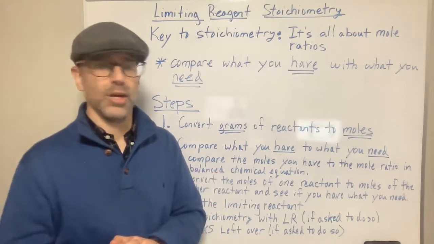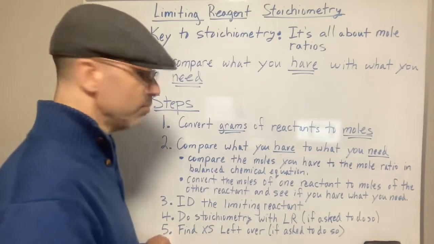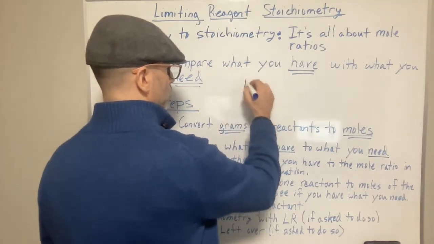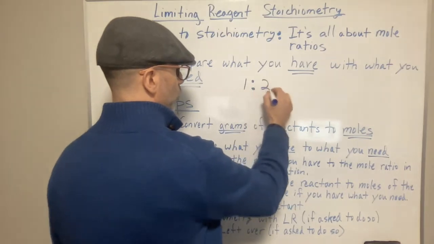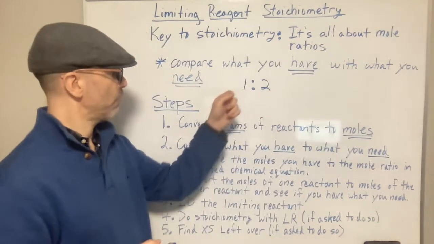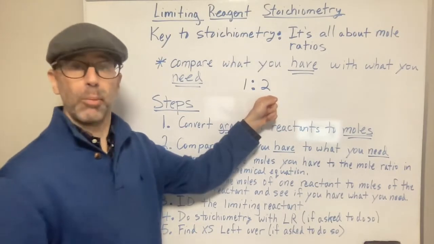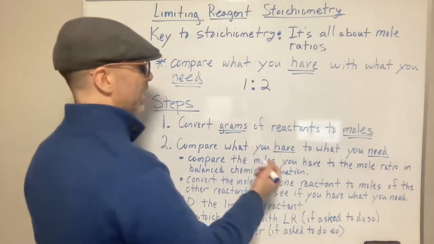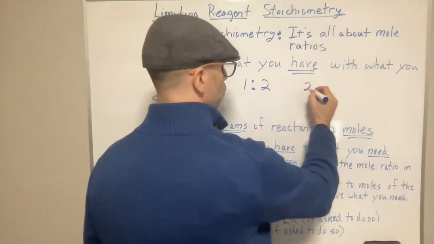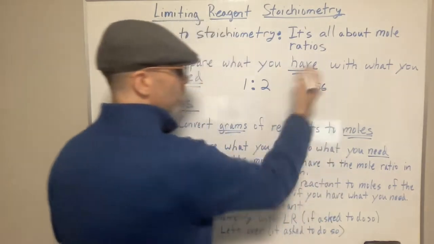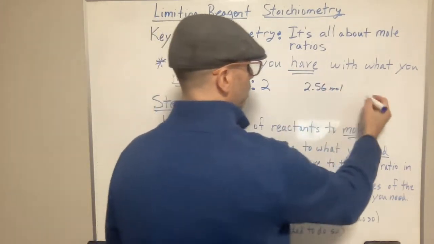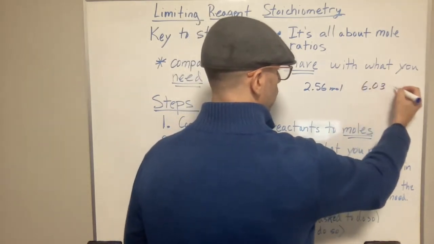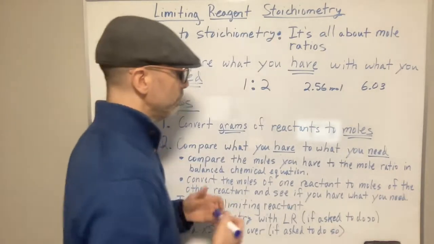So let's say my mole ratio is 1 to 2 in my equation. So for every one reactant, I need double the amount of the other reactant. And let's say I do my calculation and I see, oh, I have 2.56 moles of one, and I have 6.03 moles of the other.